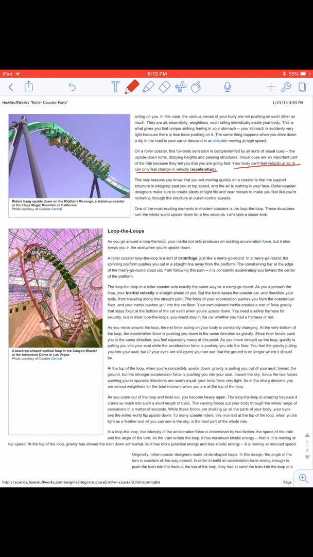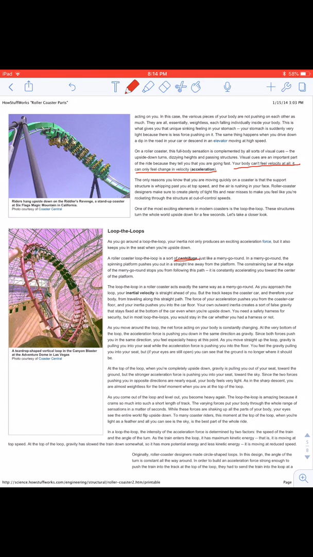In a merry-go-round, the spinning platform pushes you out in a straight line away from the platform. The constraining bar at the edge of the merry-go-round stops you from following this path. It is constantly accelerating toward the center of the platform. Well, right there, I think I'm going to underline this word centrifuge because that's a pretty good one.